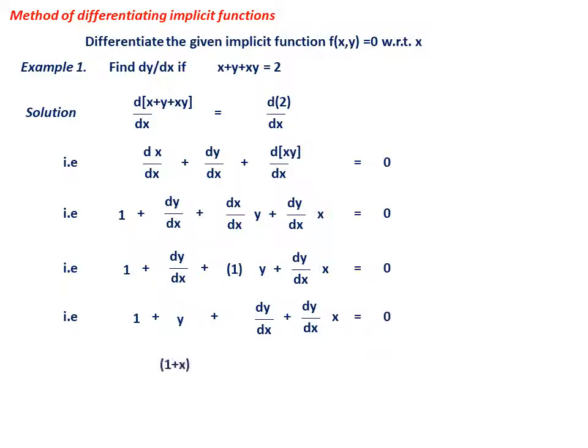Now the next simplification we can do like this. See, 1 plus x, that means take dy by dx outside. Simultaneously you can take 1 plus y which is in the left hand side to the right hand side, so that it becomes minus of 1 plus y. Now what we are asked is find dy by dx. Therefore dy by dx will be equal to minus 1 plus y divided by 1 plus x. So this is the method.